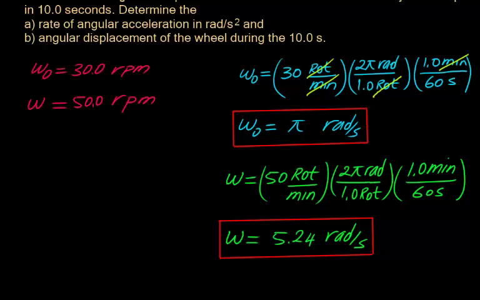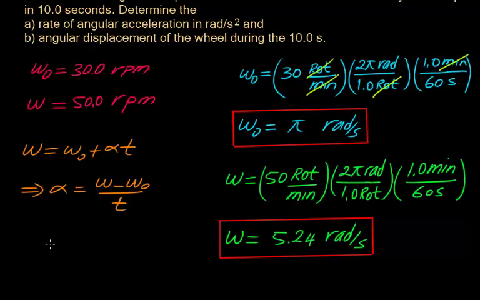To be able to solve for part A, the angular acceleration, the best kinematics relationship that fits our given information is the following. Omega final equals omega initial plus alpha t, where the time t is given to equal 10 seconds. Therefore, isolating alpha, you obtain omega minus omega 0 divided by the time t. Solving for the angular acceleration alpha, we obtain 0.21 radians per second squared.